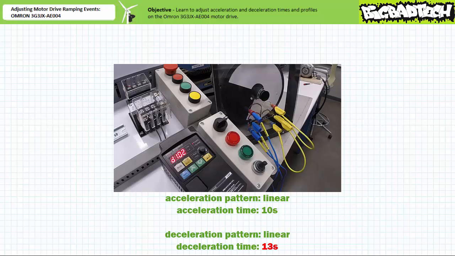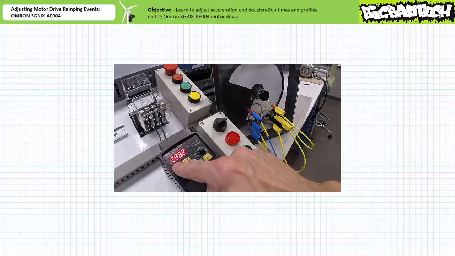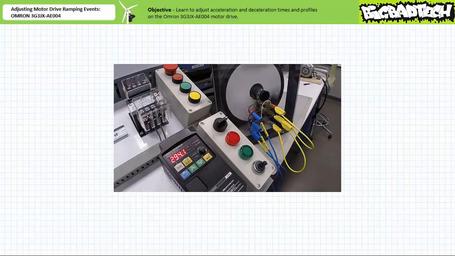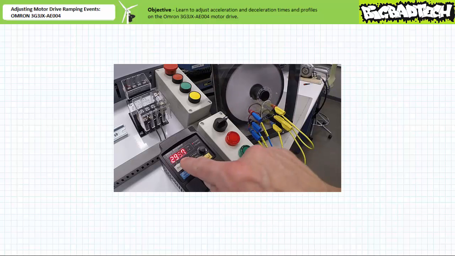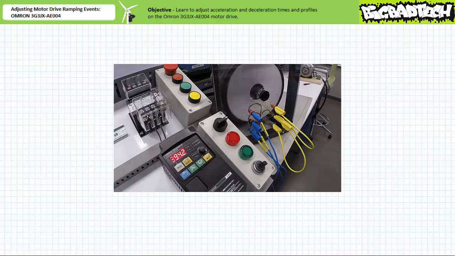With parameter D102, DC voltage monitor, being displayed, the DC link at rest is just shy of 300 volts. When accelerating, the DC link briefly dips, then stabilizes when the motor reaches full speed. During deceleration, the DC link spikes, reaching just shy of 400 volts before returning to a stable at-rest value. Any higher and it would have triggered an overvoltage alarm as previously.